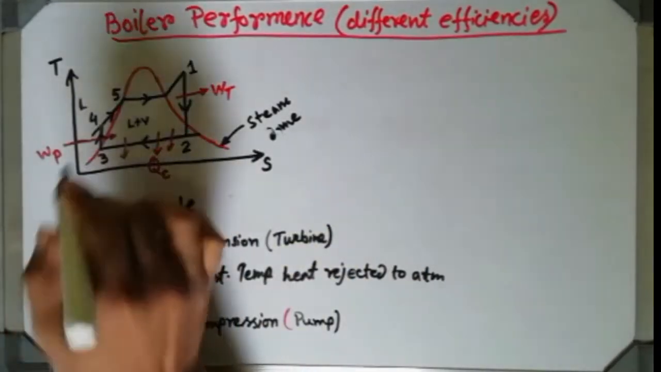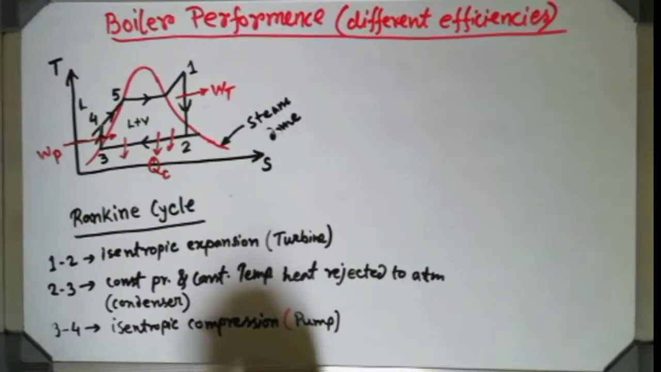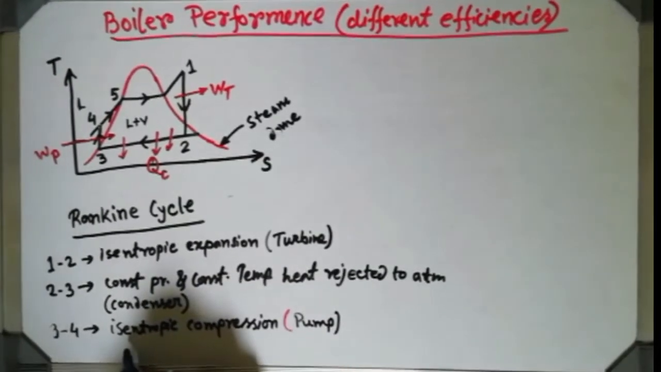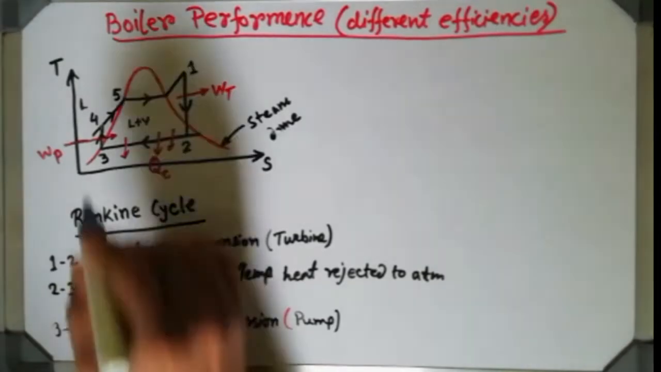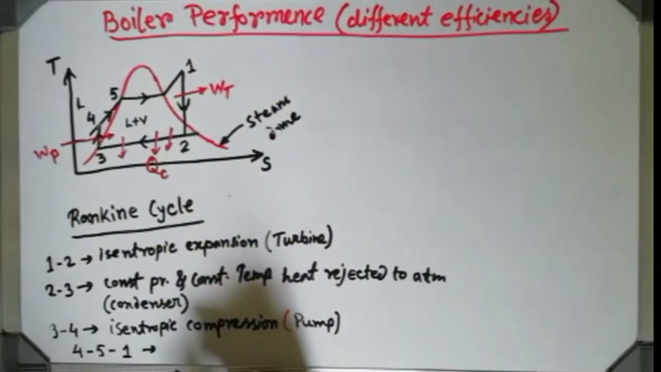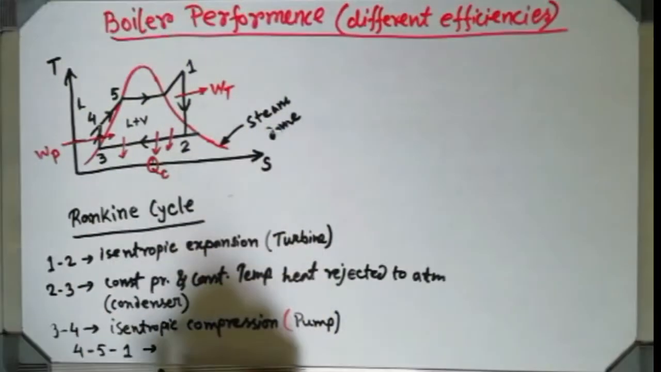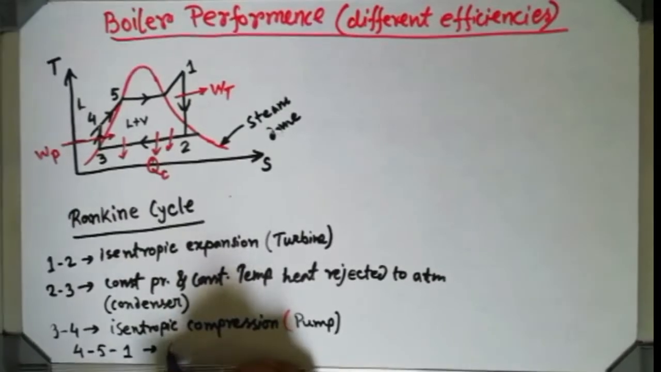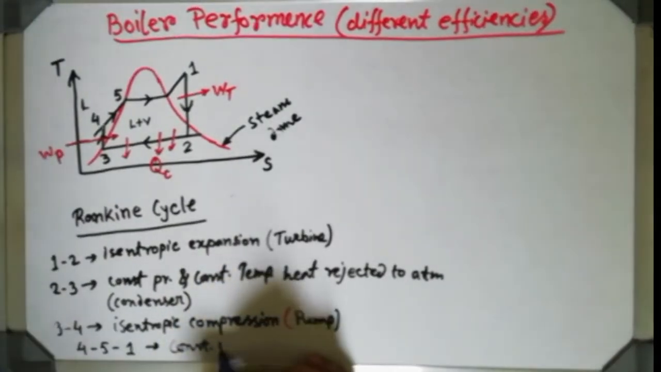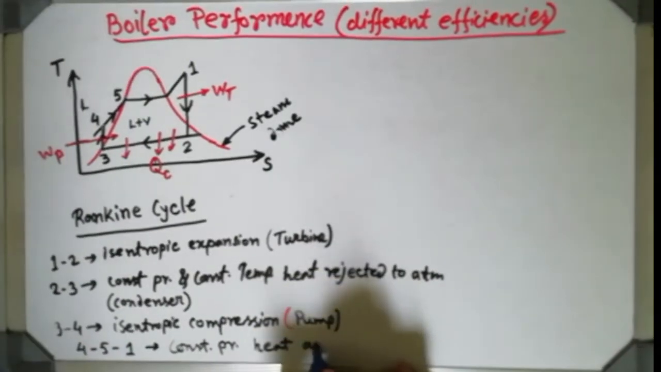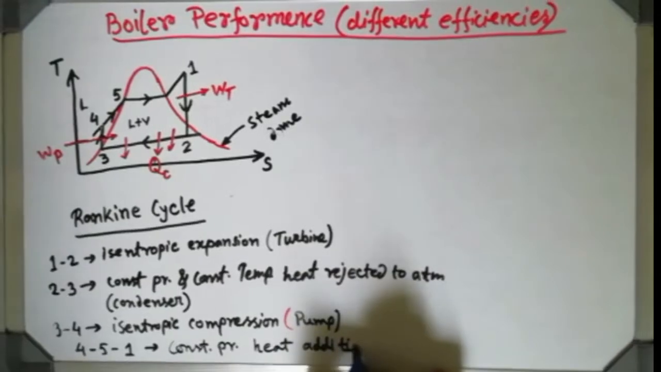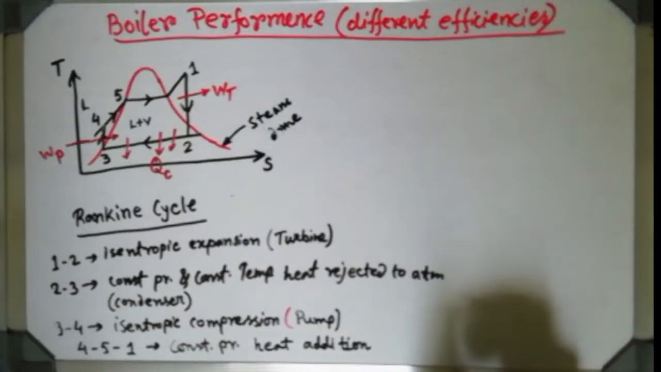And some work is being consumed in this process. Again it is isentropic, so entropy will remain constant. Now coming to the last process, which I am indicating as 4 to 5 to 1. 4 to 5, then 5 to 1. That total process is actually a constant pressure heat addition process.